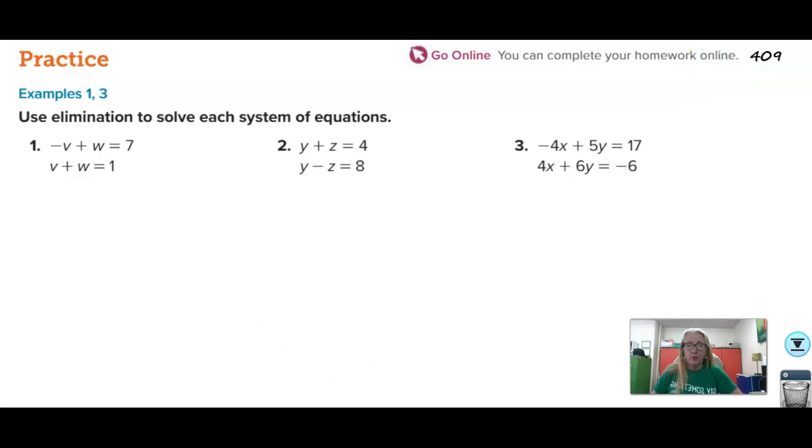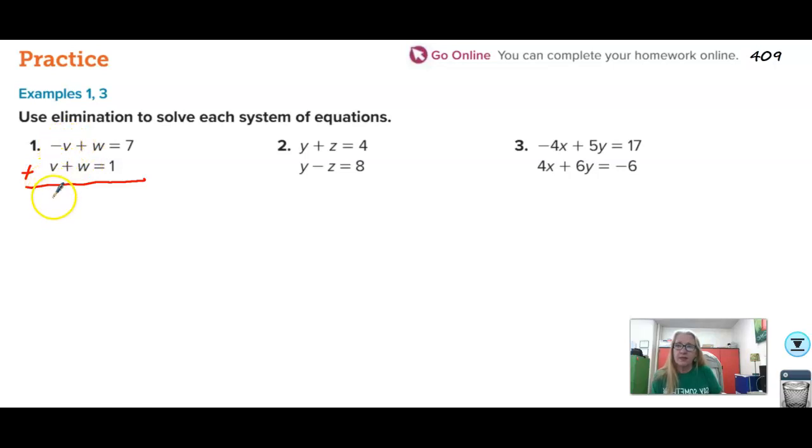Okay, I'm just going to go through and solve probably most of these because they go pretty quick once you get the hang of it. We're using elimination, and we're either going to add or subtract to solve these. When you look at the first equation here, you'll notice that you have a negative v and a positive v. So if we add these two equations together, those v's will drop out. All right, so we're going to solve this one by addition.